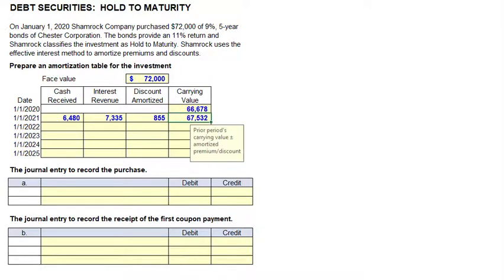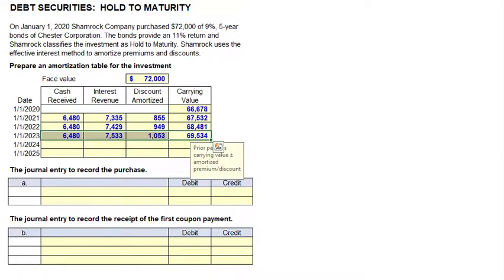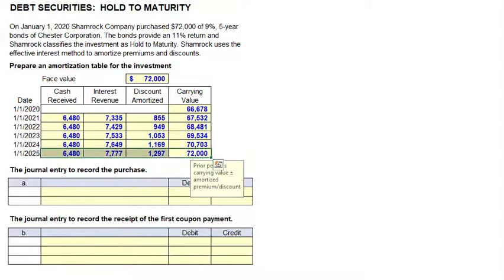So we take the prior value of $66,678 and add to it the $855 amortized discount. And if we've entered our formula properly, we can just copy that down our amortization table every year for all 5 years. We're asked to prepare our journal entry to record the purchase.